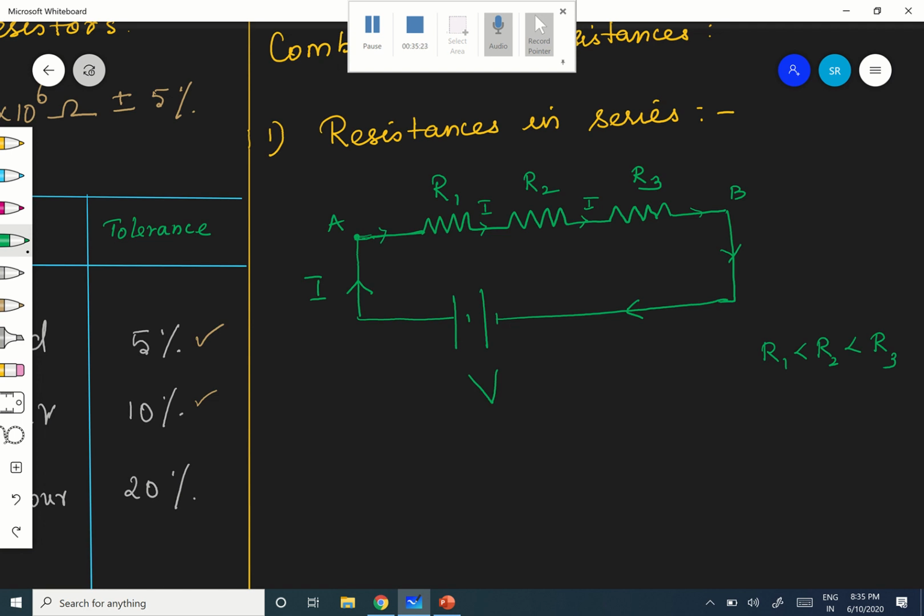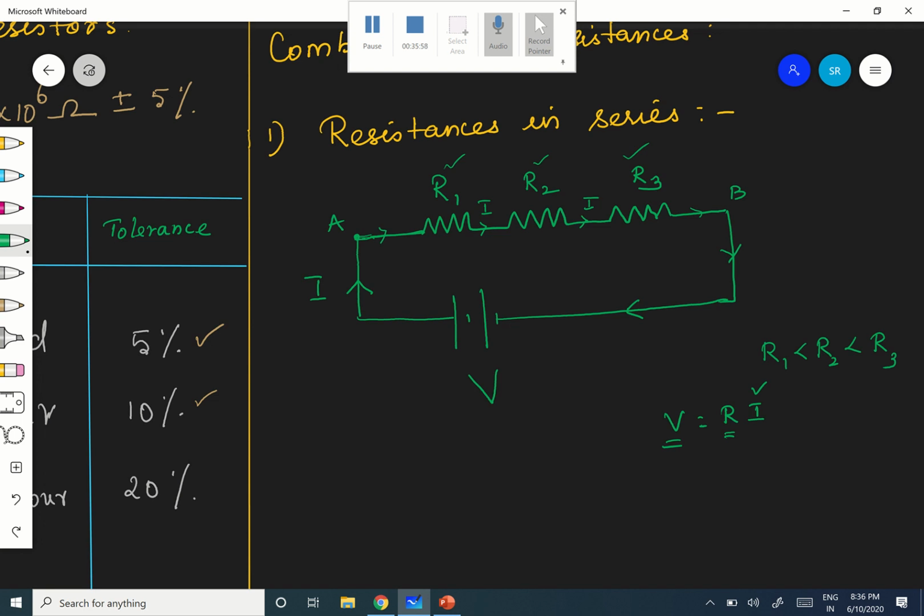Okay, but the current is the same. You know Ohm's law, what is that? V equals R into I. Current is the same, resistors are different here, R1, R2, R3. If resistors are different, definitely the potential difference across each and every resistor should be different. Simple Ohm's law, V equals RI. I is the same because they are connected in series, but the resistors are R1, R2, R3. Therefore, potential difference across each resistor should be different.